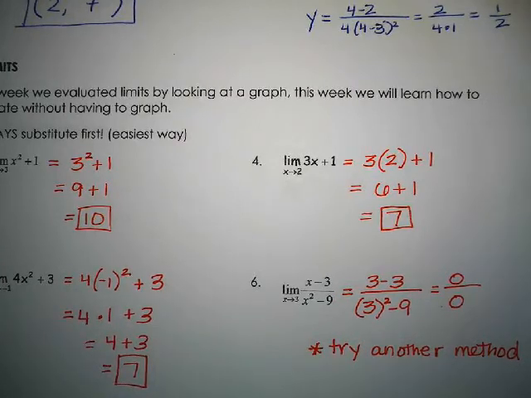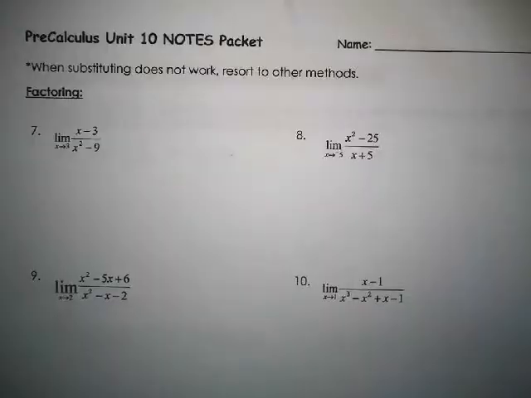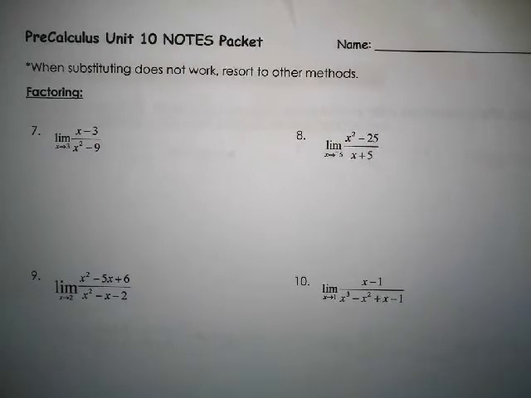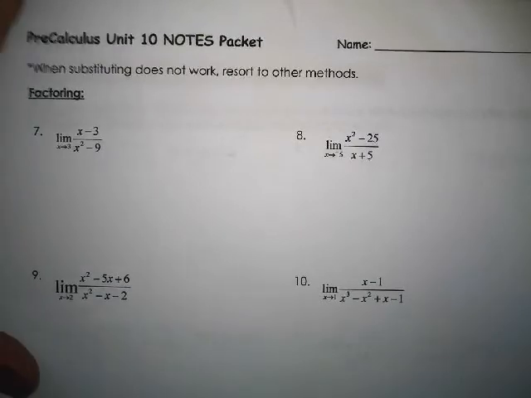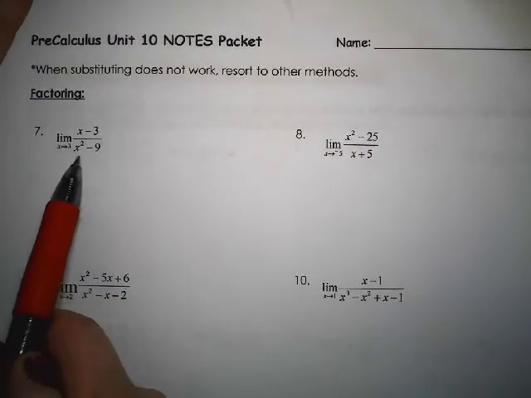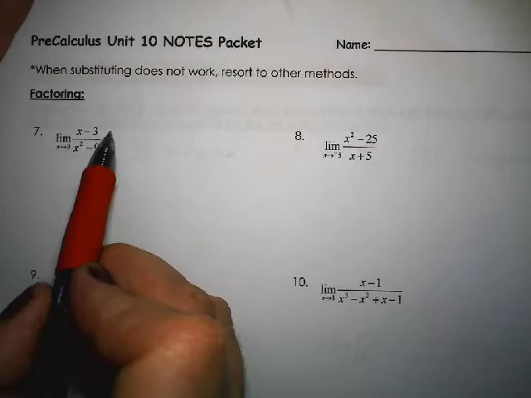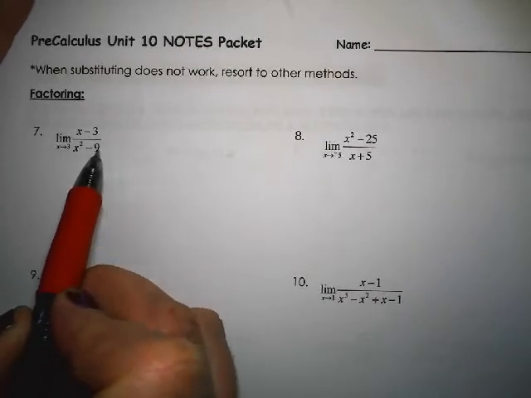If you flip your paper over, we're going to talk about the second method that we can try here. On the back, we have: when substituting does not work, we have to resort to other methods. The first thing I typically think about is factoring. Now let's look at problem number 7. You might notice this is the same problem that was just on the front. It was the same as number 6, and we had determined that this was 0 over 0. So we have to try something else.